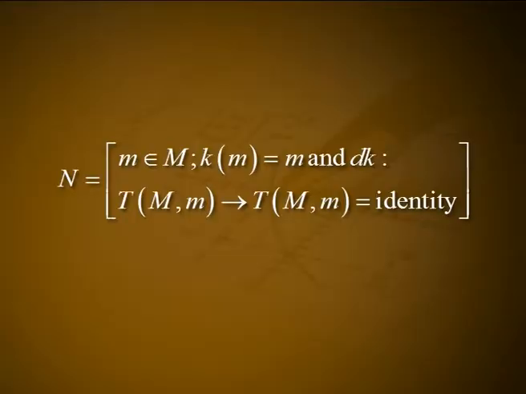Thus, if k is an element of kernel phi, the set N equal to {m element of M such that km equals m and dk from T_m M to T_m M is equal to identity} is an open set in M. On the other hand, since k and dk are continuous, N is closed in M. Since M is connected, N is equal to M, that is, k is equal to identity on M. Thus, kernel phi is equal to identity and phi is injective. Now, let us move on to another theorem.